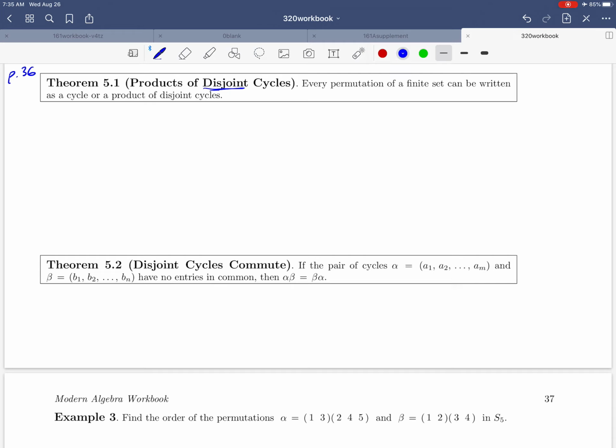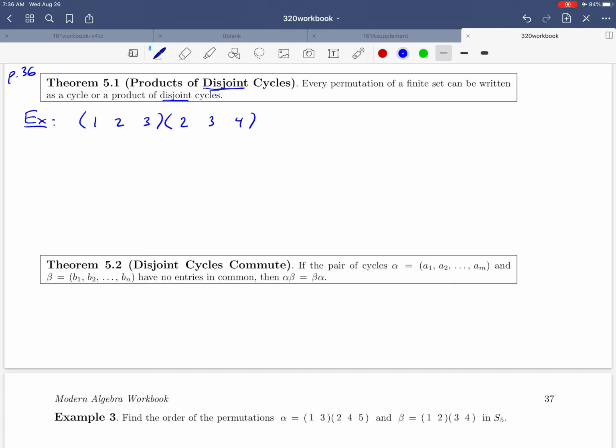So it says that every permutation of a finite set can be written as a cycle or a product of disjoint cycles. There's that word disjoint again. Okay, and I think the easiest way to illustrate this is just with an example. If we focus our attention on the permutation group S4, we could describe a permutation in S4 as follows, just a specific example: the cycle (1 2 3) composed with the cycle (2 3 4). That represents a permutation in S4.